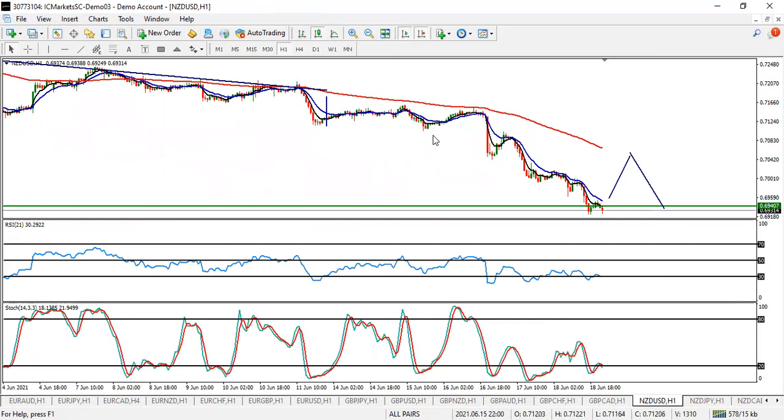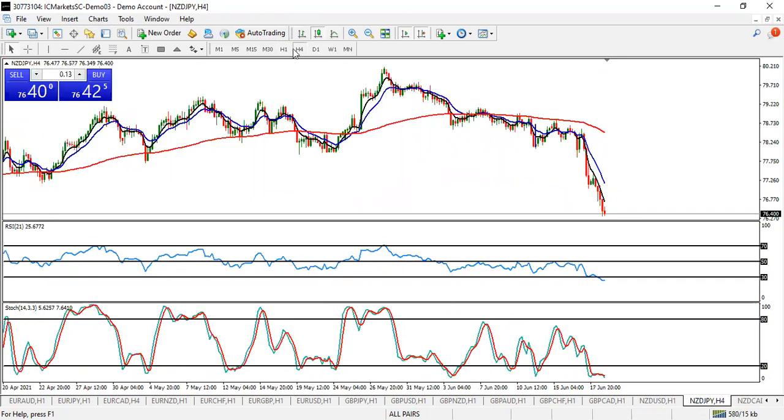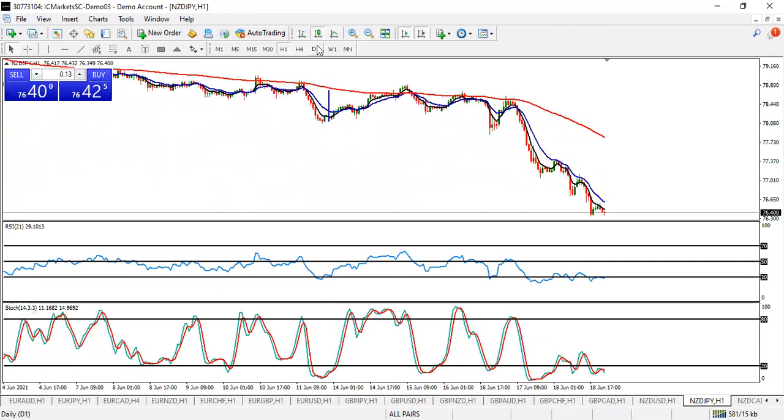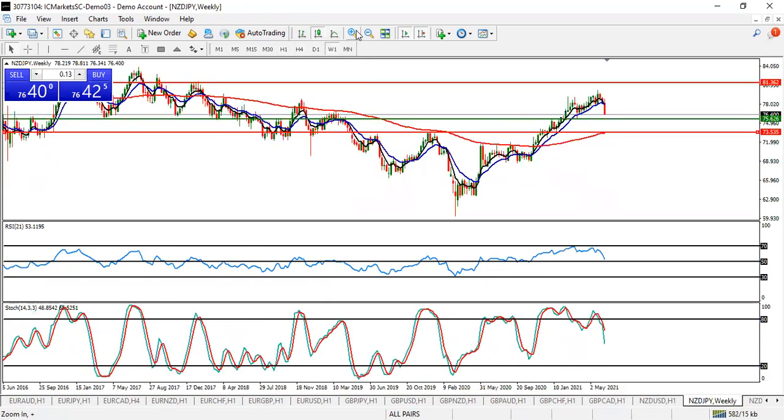Catch the sell entry to the downside. So NZD USD is good to sell. NZD JPY, right now the same structure we have on NZD USD is what we have on NZD JPY. So we look for a sell on NZD JPY.